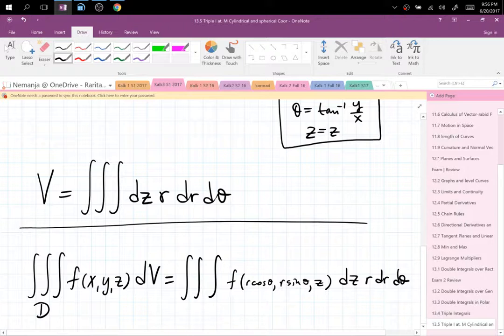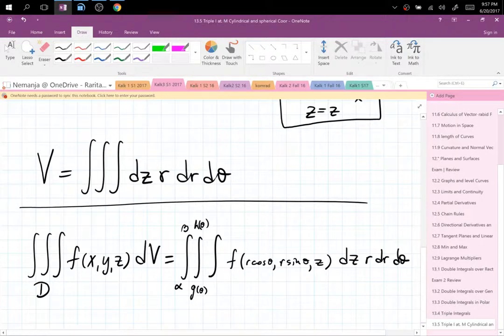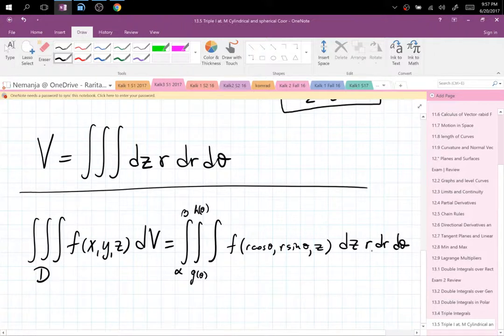For the d theta, we have our alpha and beta limits. Those are the angles. The inner functions g of theta and h of theta deal with dr. And now dz has limits that are functions of x and y, but they have to be converted again. So g of r cosine theta, r sine theta, and capital H of r cosine theta, r sine theta.